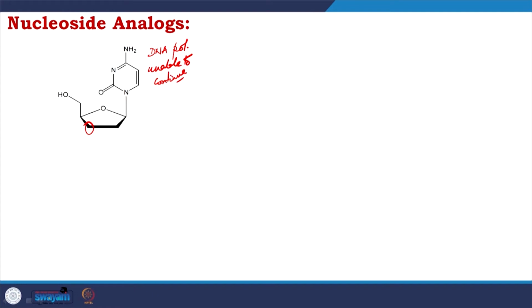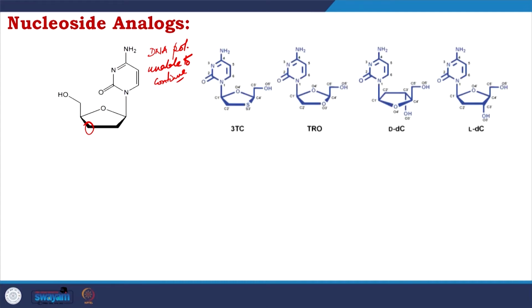But then I will introduce new molecules, 3TC, which is lamivudine, this is troxacytidine, this is dideoxycytidine, this is D, this is L. So, there are three nucleoside analogues where the sugar here loses the hydroxyl group, but here the sugar has L chirality instead of the normal D.